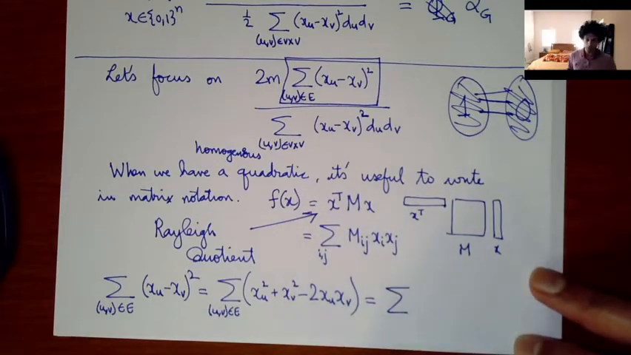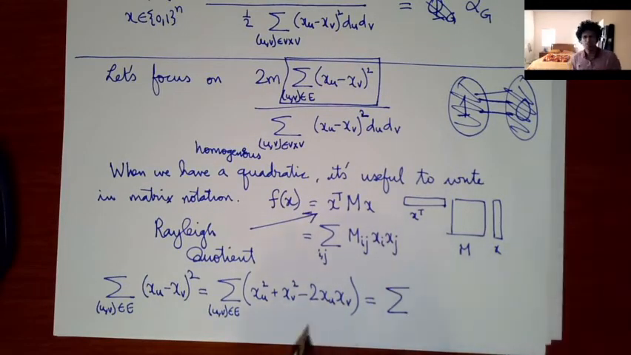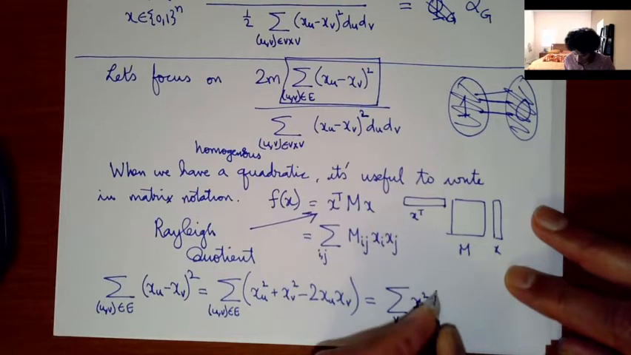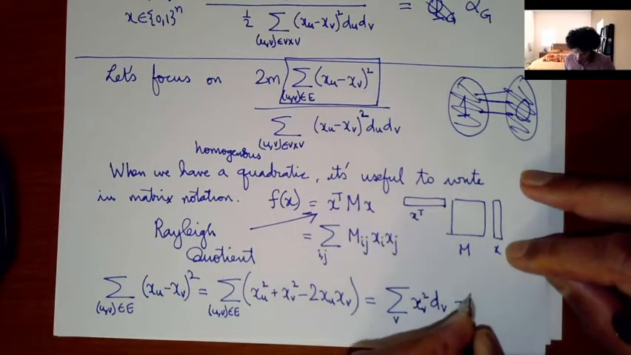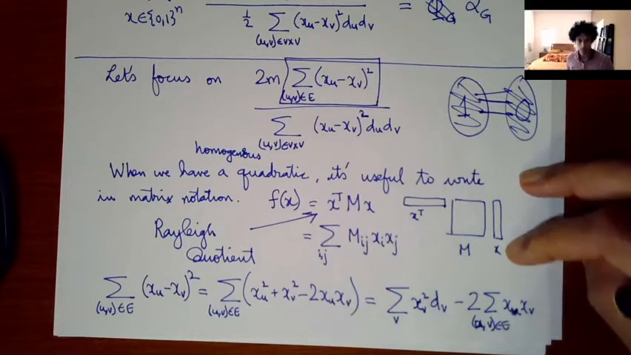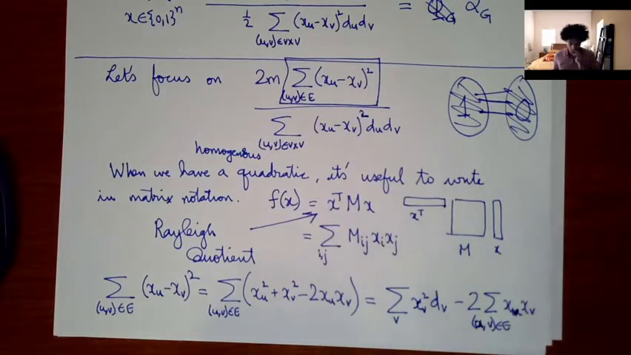So we can write this out as the summation over all vertices v of x_v squared times the degree of v, minus 2 times the summation of x_u x_v for uv an edge. Right, this is just what you get as a quadratic form.